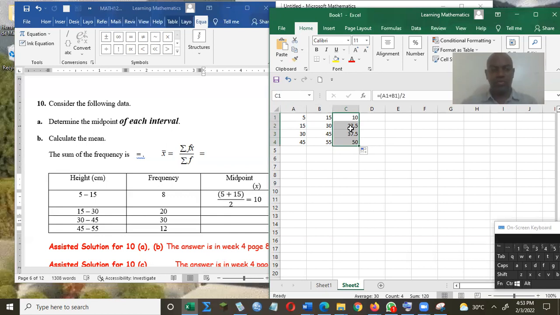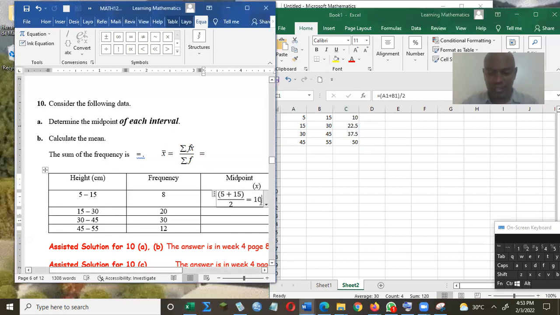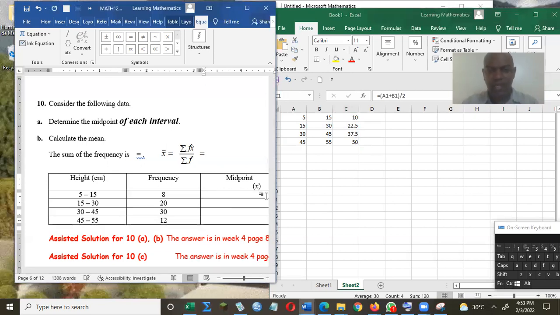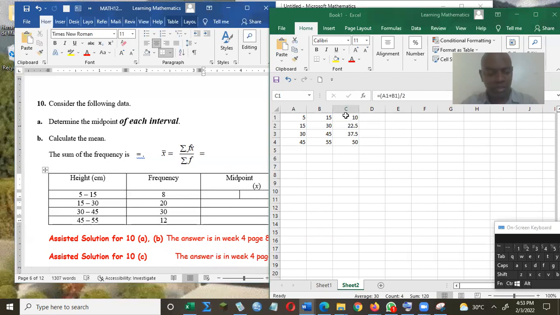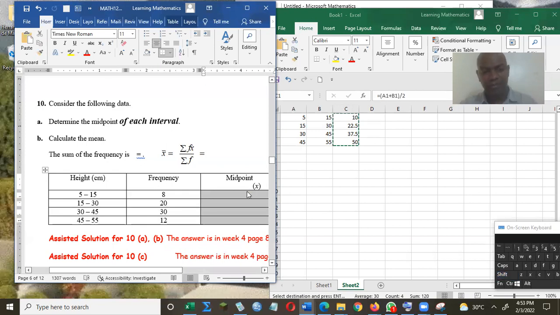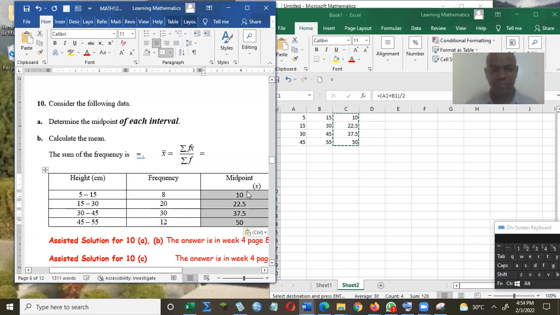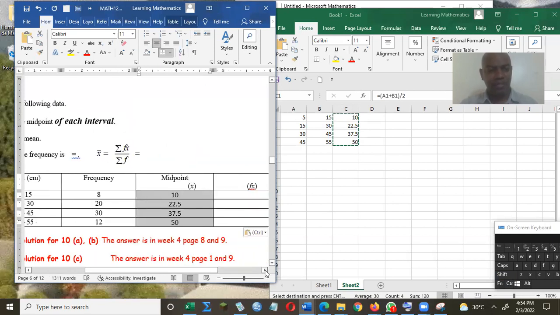So you don't necessarily have to do it manually. I can easily delete this, copy this, go there, paste this, and these are the midpoints. So we have calculated the midpoints manually and also using Excel.